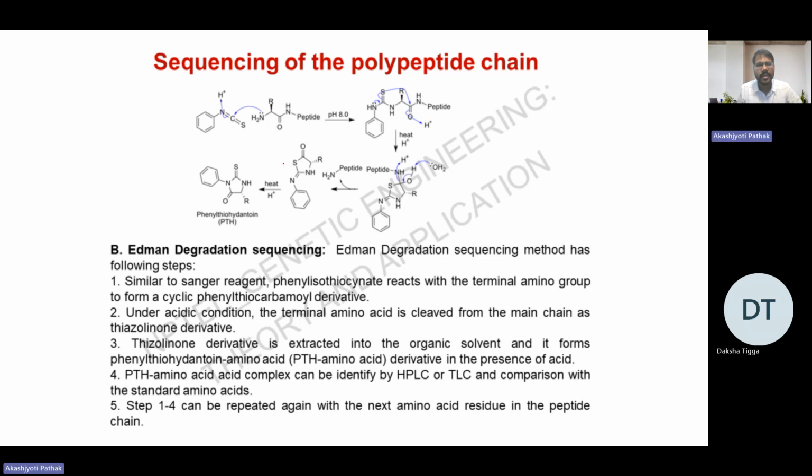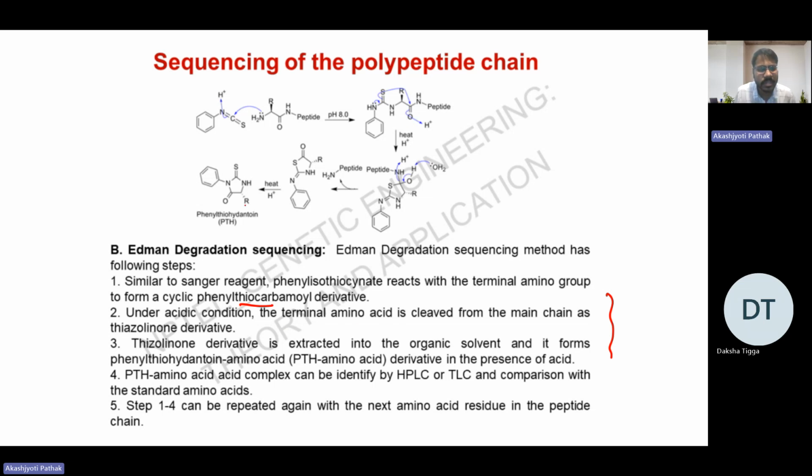So this is the same thing which has been explained. First, at high pH, alkaline pH, this one will form a complex. The same thing is written here. So first you get a phenyl thiocarbamyl derivative, and then under acidic condition, this derivative will be cleaved. So the terminal amino acid will be cleaved.